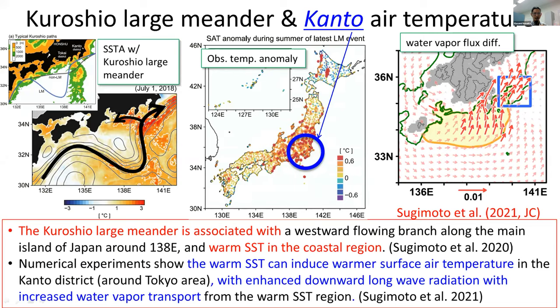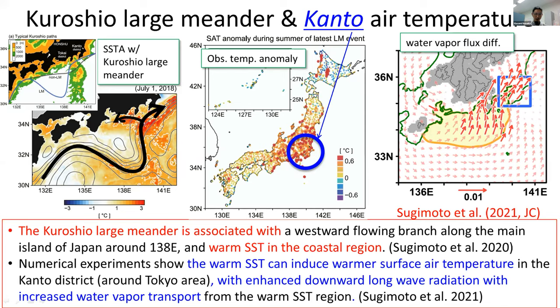As you may know, the Kuroshio current has two kinds of typical paths to the south of the main island of Japan, the large meander path and the non-large meander path. Sugimoto et al. 2020 showed that the Kuroshio large meander is associated with a westward flowing branch along the main island of Japan around 138 degrees east, and warm SST in the coastal region.